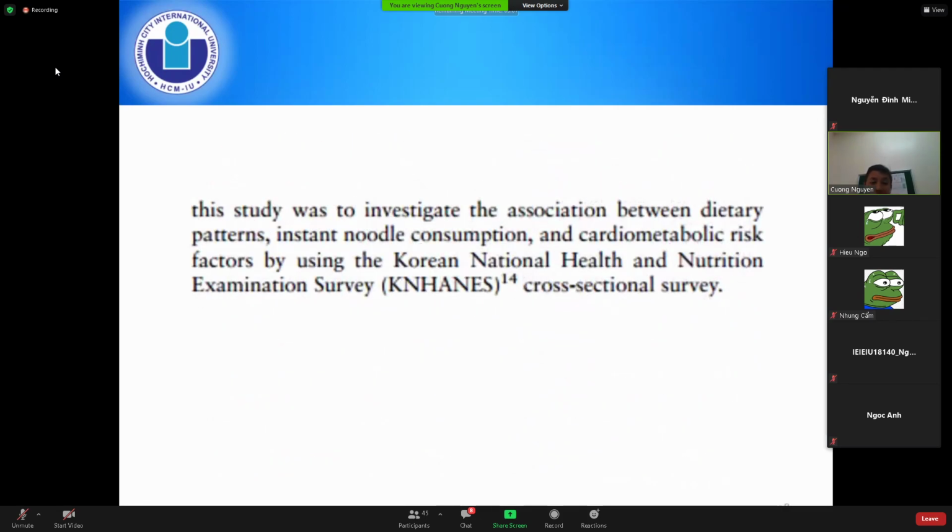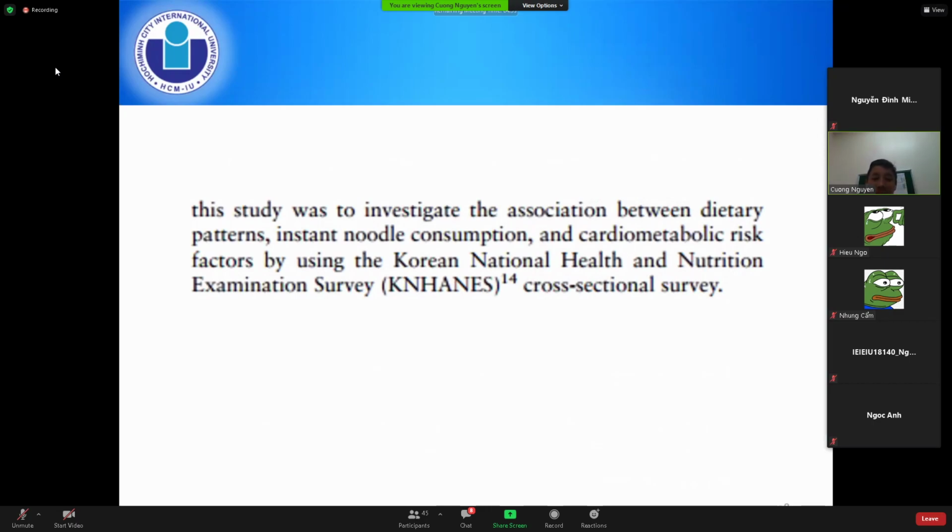The study was to investigate this association between dietary patterns, instant noodle consumption, and cardiometabolic risk factors. That is the purpose or the objective of the study. By using the Korean National Health and Nutrition Examination Survey, a cross-sectional survey, it is the method. You see what I mean?